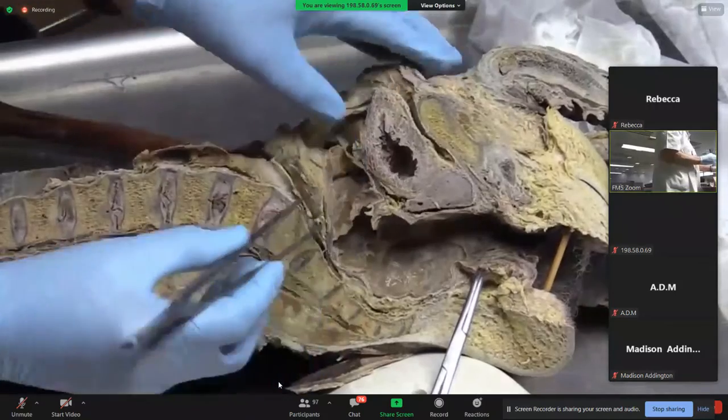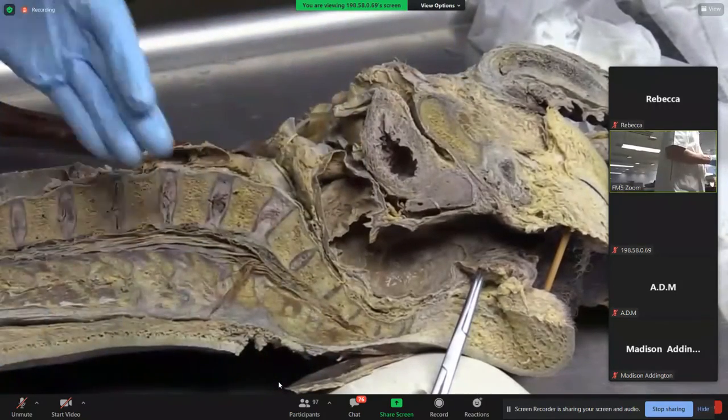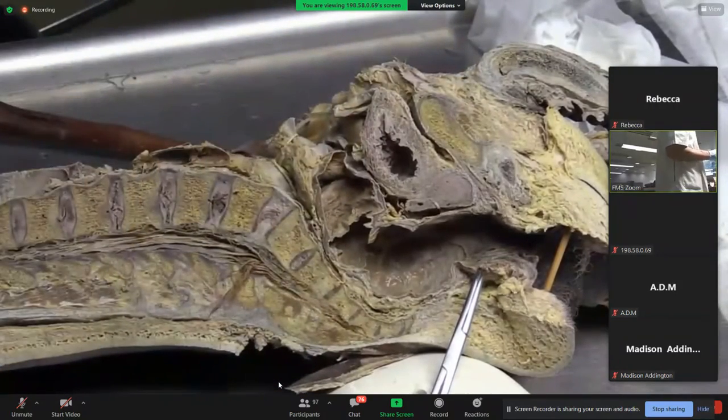Now, the other thing with the rectum is, what happens to the taeniae coli? Anybody can tell me?